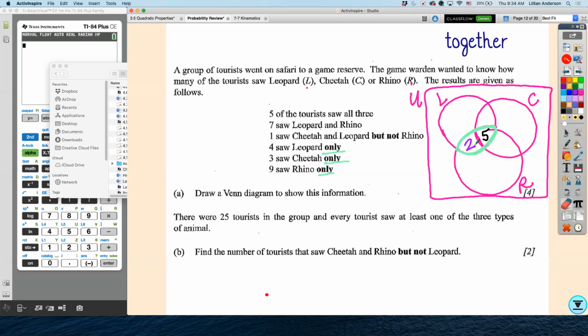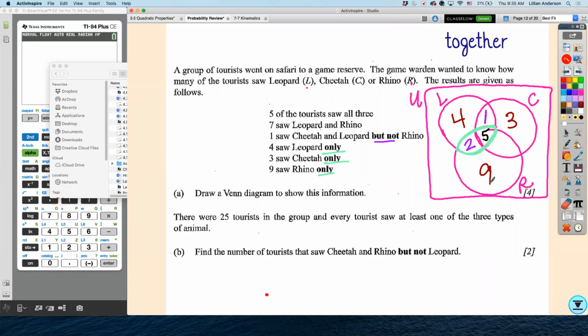1 saw cheetah, leopard, but not rhino. So where am I gonna put that? The top intersection between leopard and cheetah. Exactly. Since it said, but not rhino, that means they weren't including the 5 that went to see all 3. Now I have 4 that saw leopard only. That one's pretty straightforward. That goes leopard only, cheetah only, rhino only.